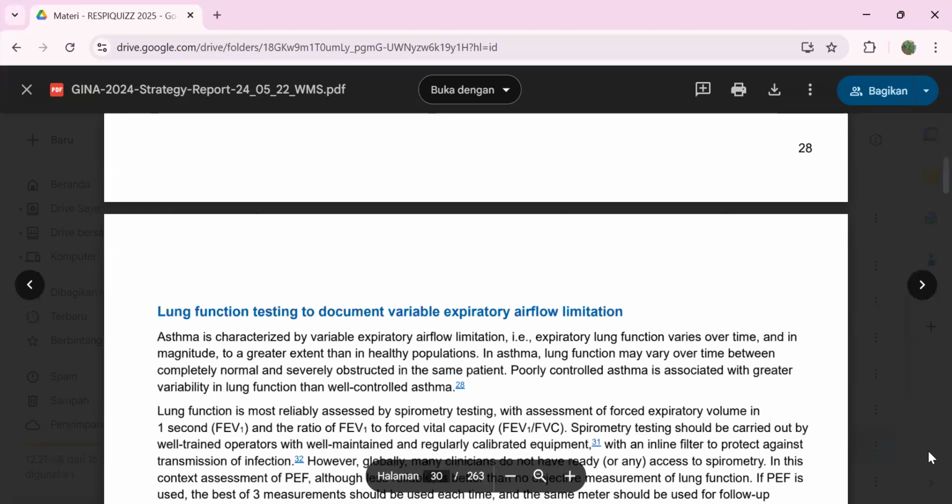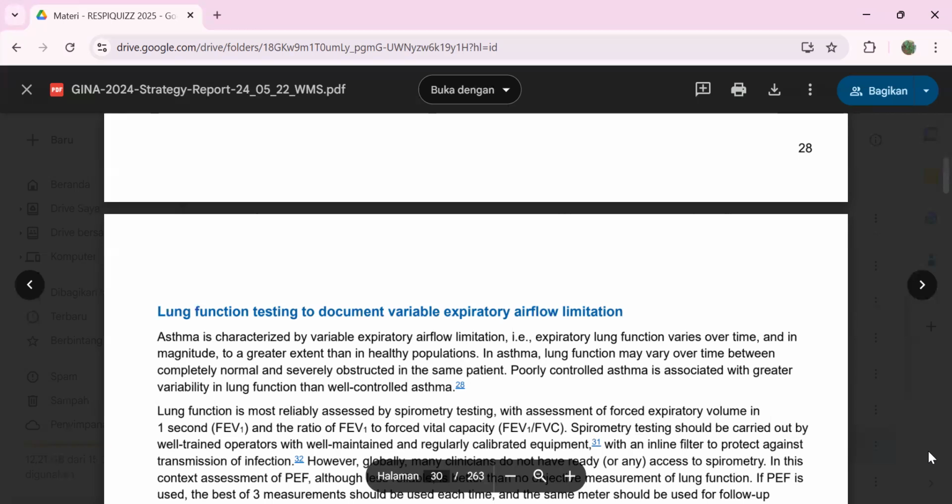Lung function testing to document variable expiratory airflow limitation. Asthma is characterized by variable expiratory airflow limitation. Expiratory lung function varies over time and in magnitude to a greater extent than in the healthy population. In asthma, lung function may vary over time between completely normal and severely obstructed in the same patient. Poorly controlled asthma is associated with greater variability in lung function than well-controlled asthma.